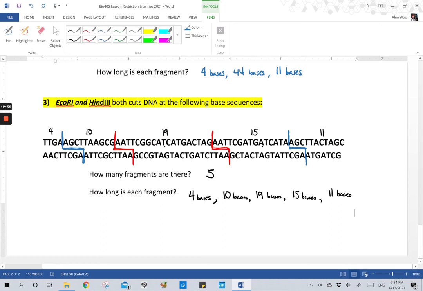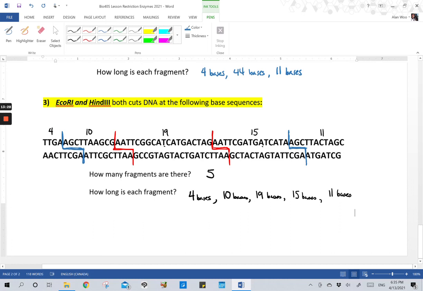So once you've made your cuts, in red I've made the cuts for EcoR1, in blue for HindIII. So in total, I have 5 fragments. But because I have 5 fragments now, the fragments are typically smaller in size. So when I go back and look at all the different fragments I have, I count up all the bases. The first fragment is 4 bases, the second fragment is 10, 19, 15, and 11.